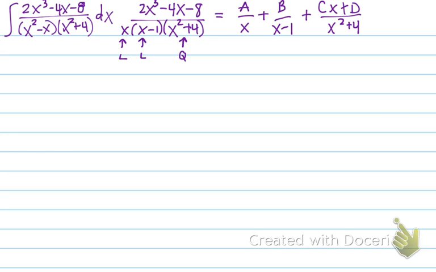All right, so from here, I want to get my basic equation, so I'm going to multiply this whole thing by the least common denominator, which is x times x minus 1 times x squared plus 4. On the left-hand side of my equation, that entire denominator cancels, so I'm left with 2x cubed minus 4x minus 8.